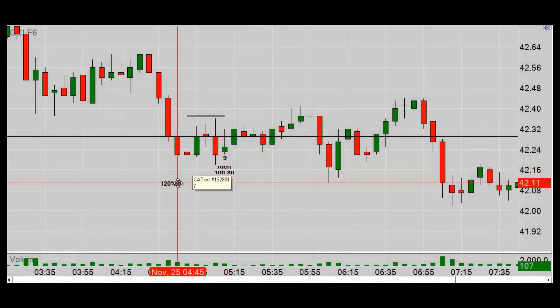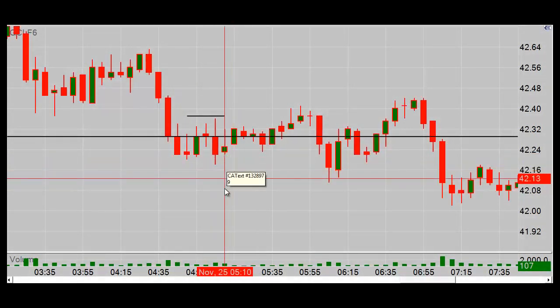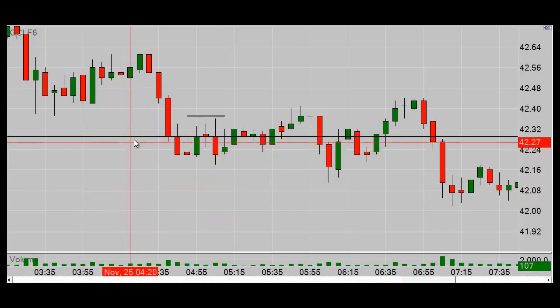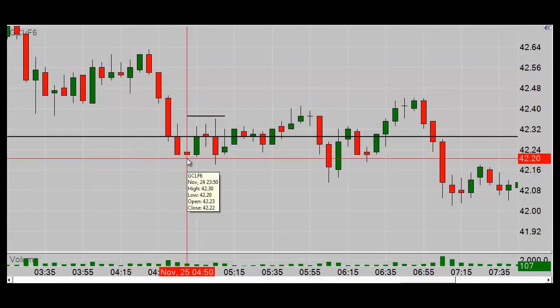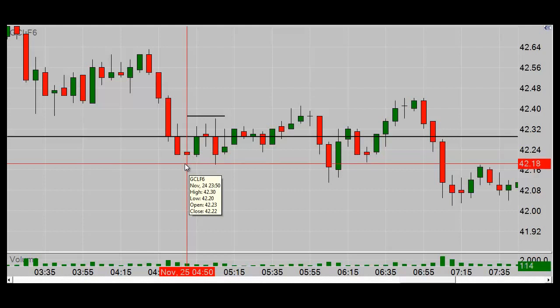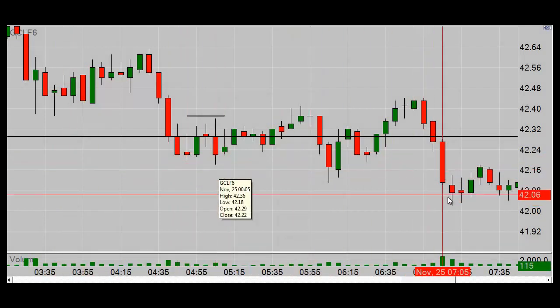Okay, now these are the same moves for the same market that we were looking at. Remember the trigger at 42.29 on this first trigger coming down. I mean, where are you going to start with your stop? What are you looking for out of the trade?